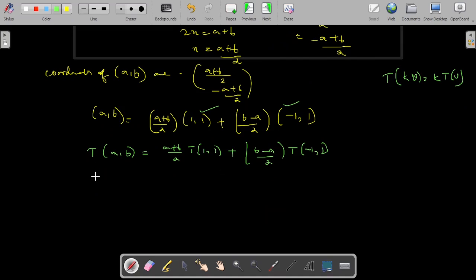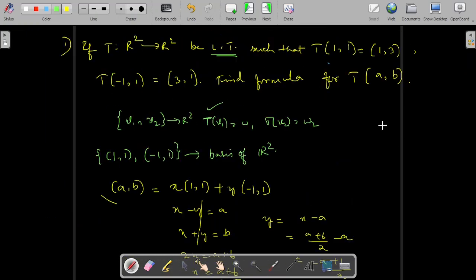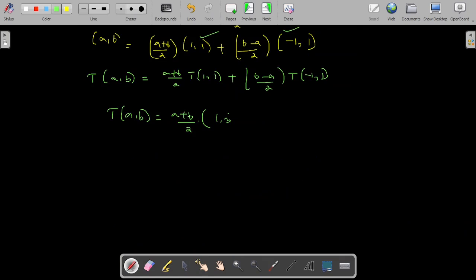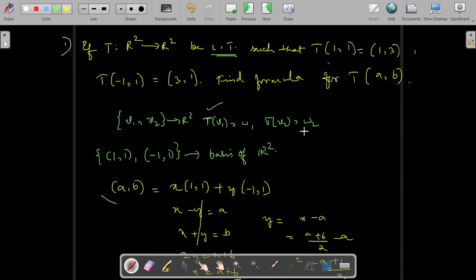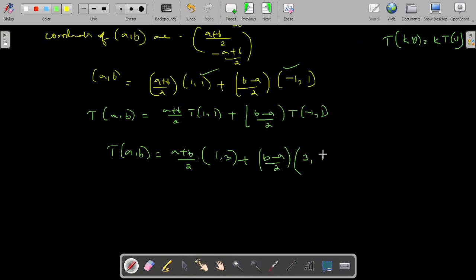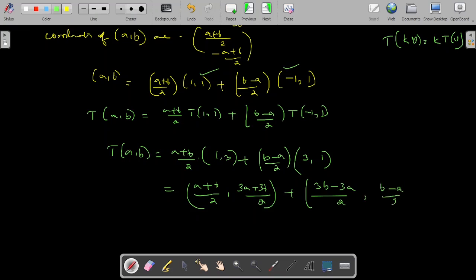So I need a general formula for T of (a, b), where any vector (a, b) of R square goes under this transformation. (a plus b) by 2 times, it is given in the question, T of (1, 1) is (1, 3), plus (b minus a) by 2 times T of (-1, 1) is (3, 1). So let us simplify this. (a plus b) by 2 comma (3a plus 3b) by 2, then plus (3b minus 3a) by 2 comma (b minus a) by 2. Just multiply these two coordinates.